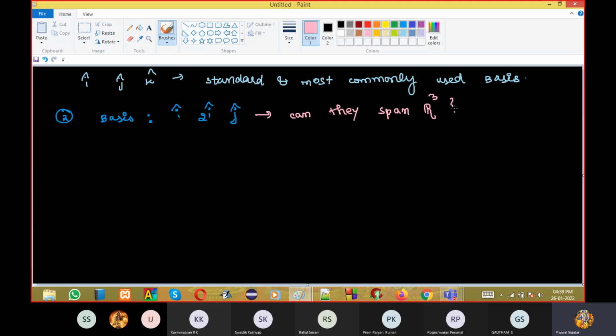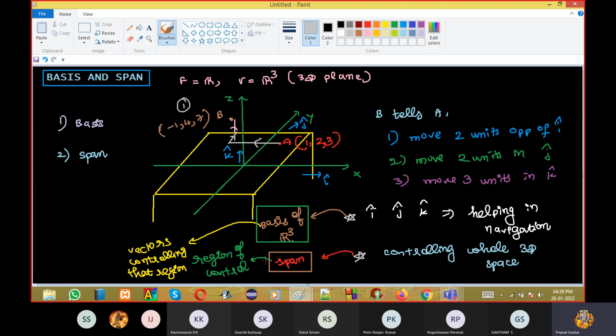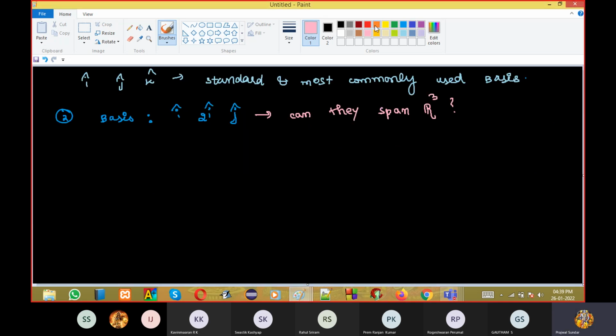Someone please respond. Can they span R cube? Is it possible? What is span? See, span is the region of control. Meaning, can these vectors cover R cube fully? No, they can't handle it. Why? Because they don't have control of the z-axis. Very good, correct? They don't have control of the z-axis. Suppose someone is talking about going to 5k, you cannot control it, so they do not span R cube.